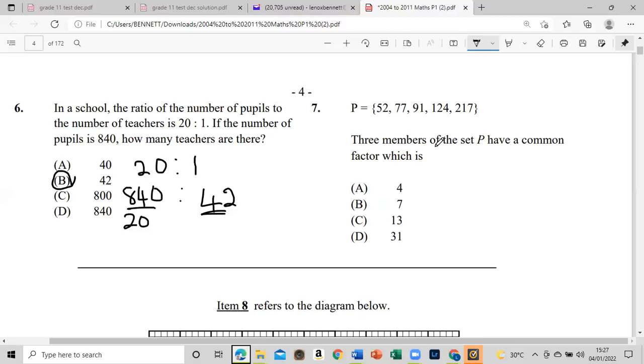3 members of the set P have a common factor, and we must find out which number. These numbers, 3 of them have it as a factor. All right, so 4 can go into 52, can go into 77. All right, to eliminate 4, we could try 7 now. 7 can go into this, 7 can go into this, 7 can go into 91.